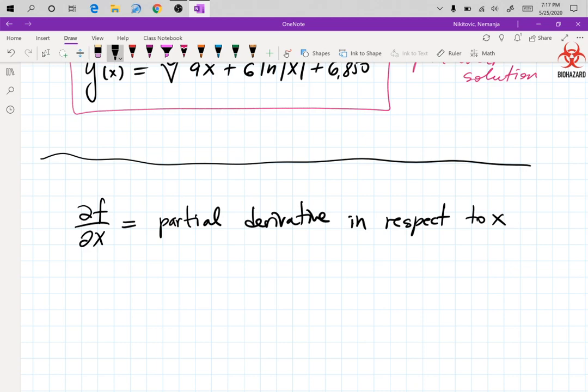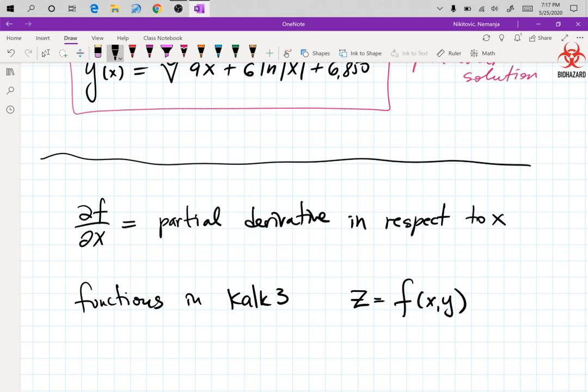So partial derivative in respect to x. Now what does that mean? Well, when you look at Calculus 3, you look at the quadratic surfaces, you look at all of these things, you guys are going to have a function of x and y as an input. So some of the functions in Calc 3 are going to be z equals f of x, y.